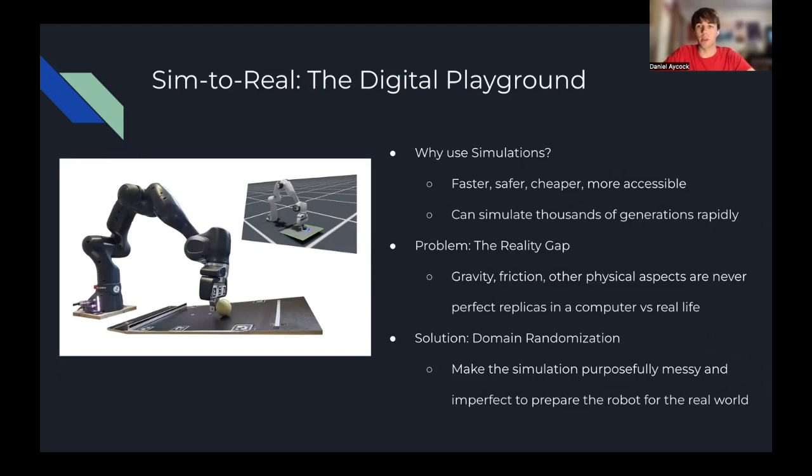One of the challenges with this is the reality gap. Gravity, friction, other physical aspects are never going to be perfect replicas in the simulation compared to real life. So that's something to keep in mind. You'll optimize for certain things that end up not being the way they are in the simulation. One solution to this is domain randomization. That means you intentionally make the simulation random, messy, imperfect, so that the robot is prepared for these imperfections in the real world. So you train on that messy simulation so that it's ready for anything in the real world.